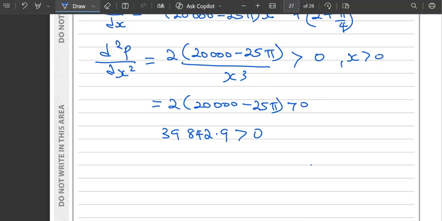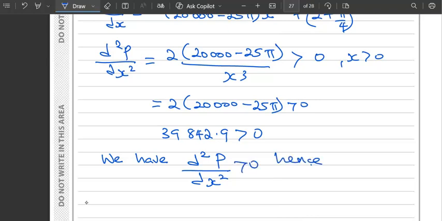So we can say that we have d squared p over dx squared to be greater than 0, hence minimum.